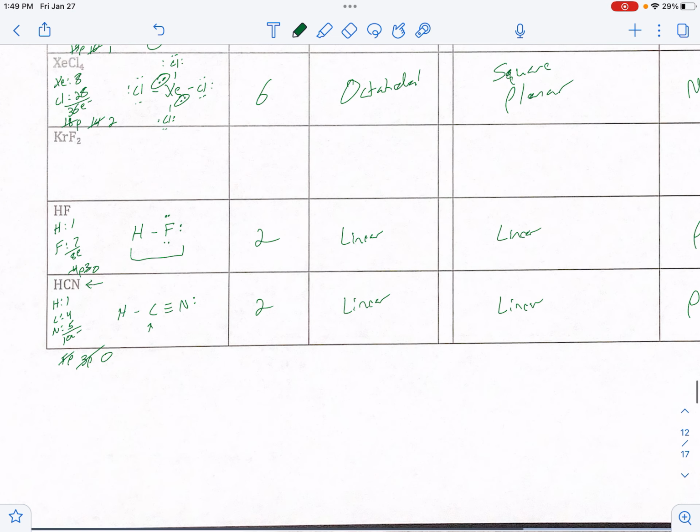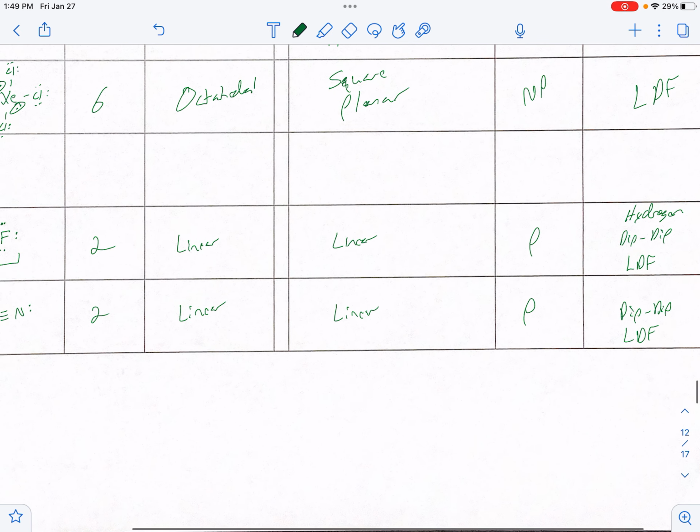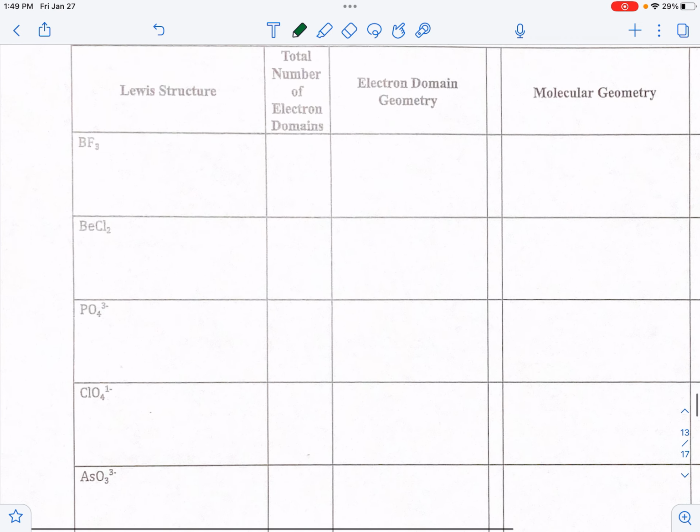Now, I do have a hydrogen and a nitrogen, but they're not bonded to each other, so that does not count. So that means you got to stop there. Okay, so move on next. See if I can find a good one.